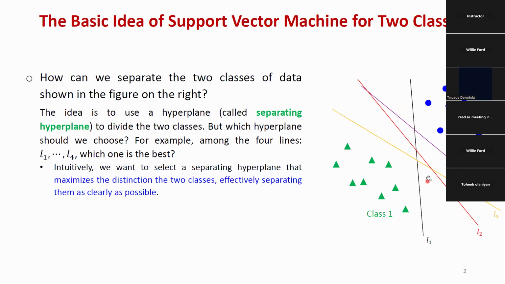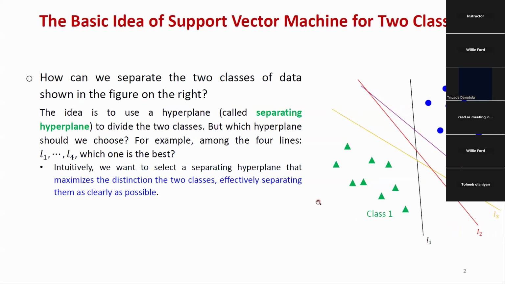The problem now is, which hyperplane should we choose? Which one is the best? Intuitively, we want to choose a separating hyperplane that maximizes the distinction, the difference between the two classes, isn't it? So this can effectively separate them as clearly as possible. So intuitively here, I will choose L2, which looks the best.